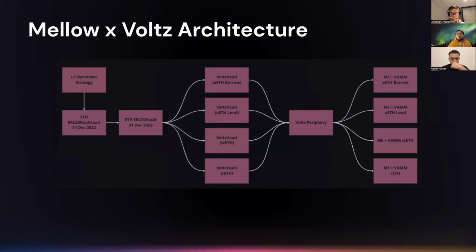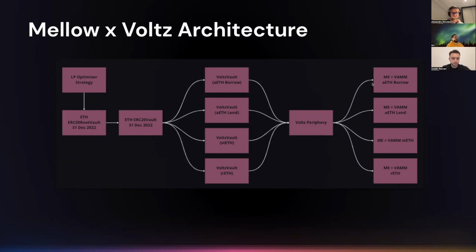Thank you, Alex, for explaining the Voltz Vault functionalities. Let's now talk about the LP optimizer strategy, which is effectively a smart contract which lives in the Mellow ecosystem to manage liquidity vaults, such as the Voltz Vault that Alex was just talking about.